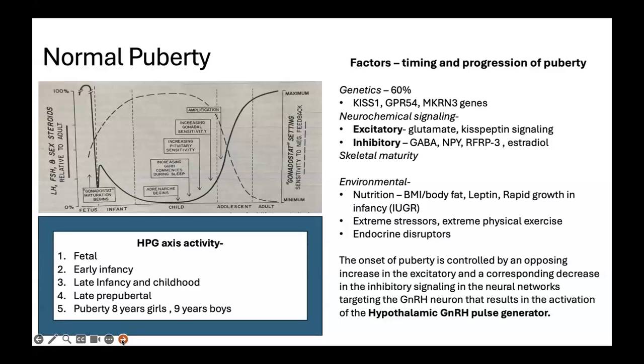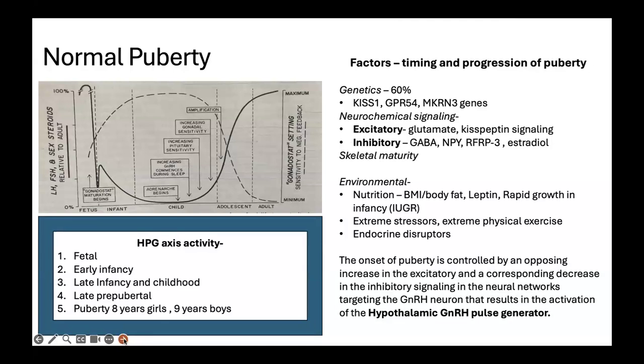There are other factors which help in the start and progression of puberty. Important among them are certain genetic factors, neurochemical signalings, which I just mentioned, skeletal maturity or bone age advancement, and nutritional status. The adiposity of the body is also an important factor for the GnRH pulse generator to be switched on, and some drugs.